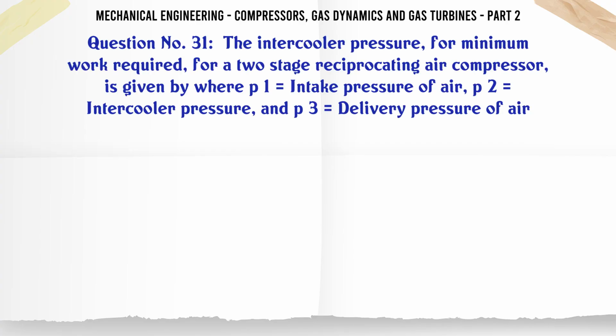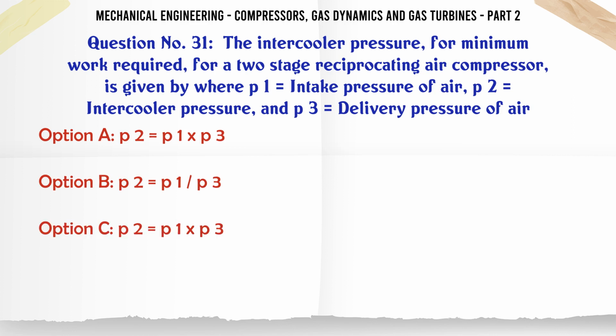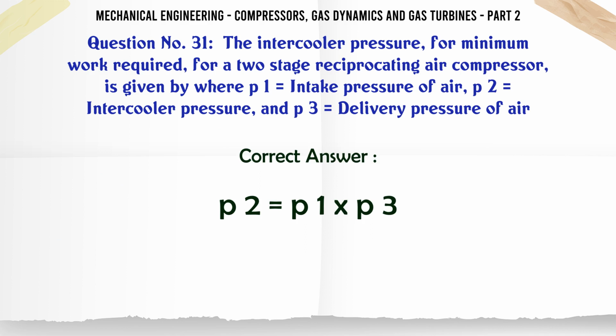The intercooler pressure for minimum work required for a two-stage reciprocating air compressor is given by, where P1 is the intake pressure of air, P2 the intercooler pressure, and P3 the delivery pressure of air. A. P2 = P1 x P3. B. P2 = P1 / P3. C. P2 = square root of P1 x P3. D. P2 = P3 / P1. The correct answer is P2 equals square root of P1 x P3.